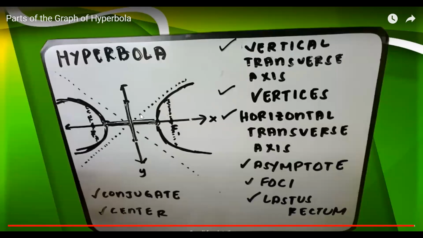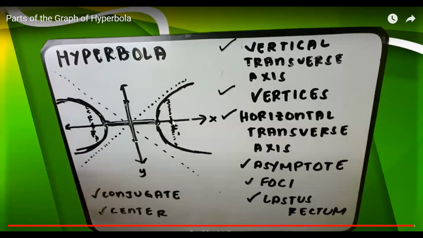And then for the asymptote, that is a diagonal line or diagonal lines that form in the graph. Pero since that is an asymptote, it means it will not intersect any part of the graph. So akala nyo lang palapit siya ng palapit pero hindi siya mag-i-intersect. So the foci are inside the graph on each side. And then the latus rectum.